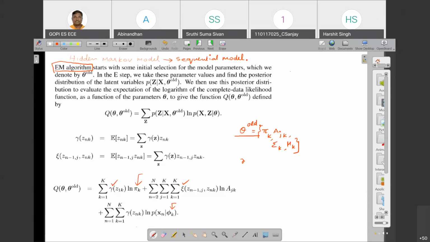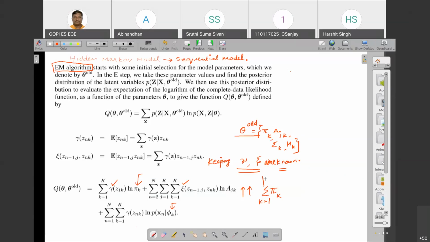Once you know this gamma and zeta, you are trying to maximize this, keeping these known. So you get an expression for pi k, mu k, sigma k, all those things, in terms of gamma and zeta. Of course, with the constraint. What is that constraint? You know that constraint: if I have this pi k getting summed over all the states.